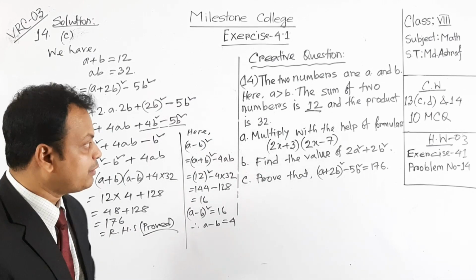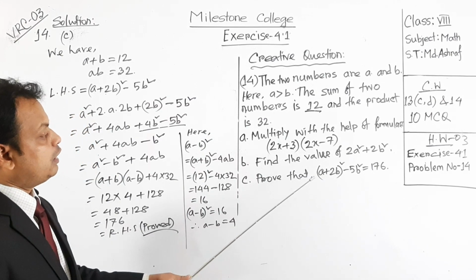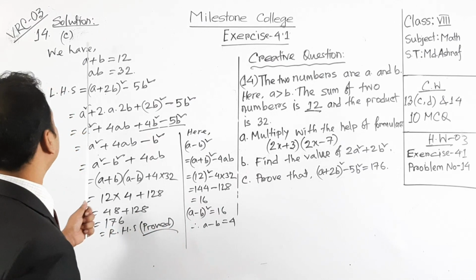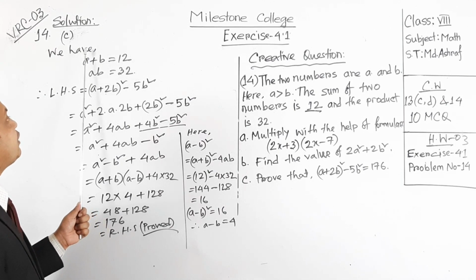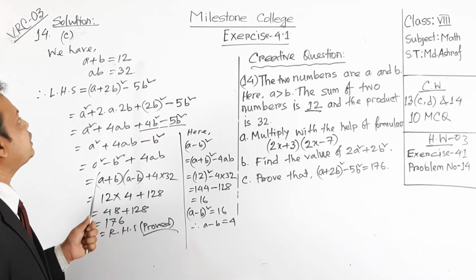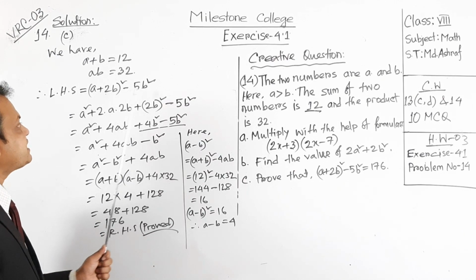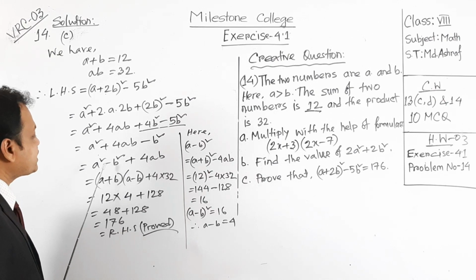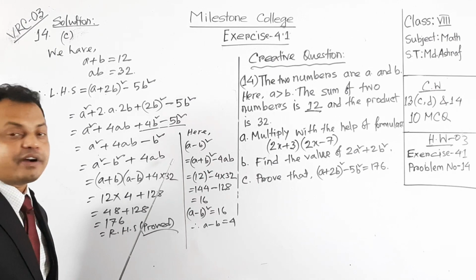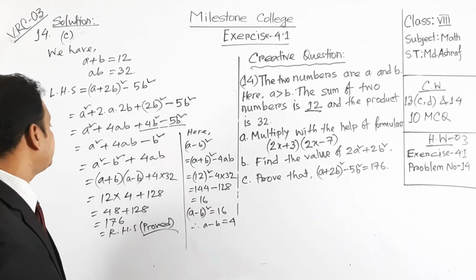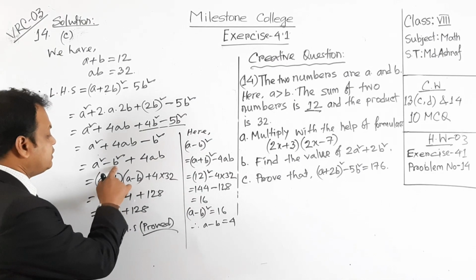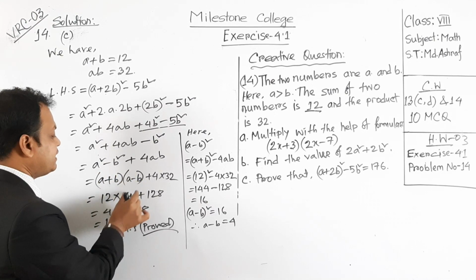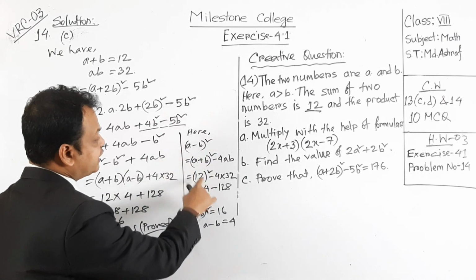So dear students, take a review. At first we have to prove this expression, whose value will be 176. We have a plus b equals 12 and ab equals 32. Now at first simplify this expression. Then we get a square plus 4ab minus b square. Now by arranging we have a square minus b square plus 4ab. We can find the value of 4ab, but how can we find the value of a square minus b square? a square minus b square means (a plus b) into (a minus b). Now put the value of a plus b and ab.